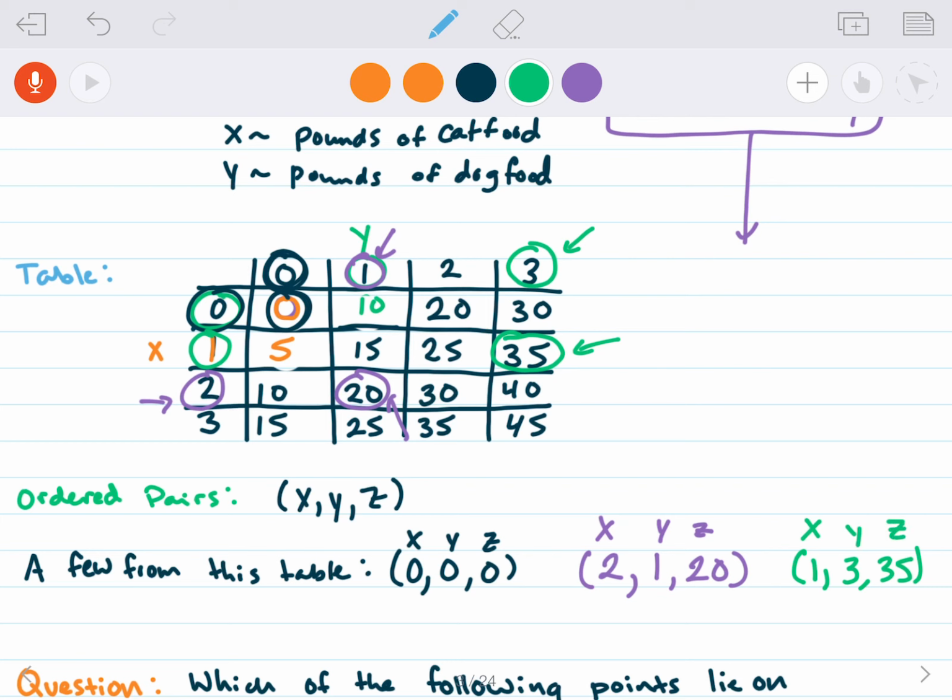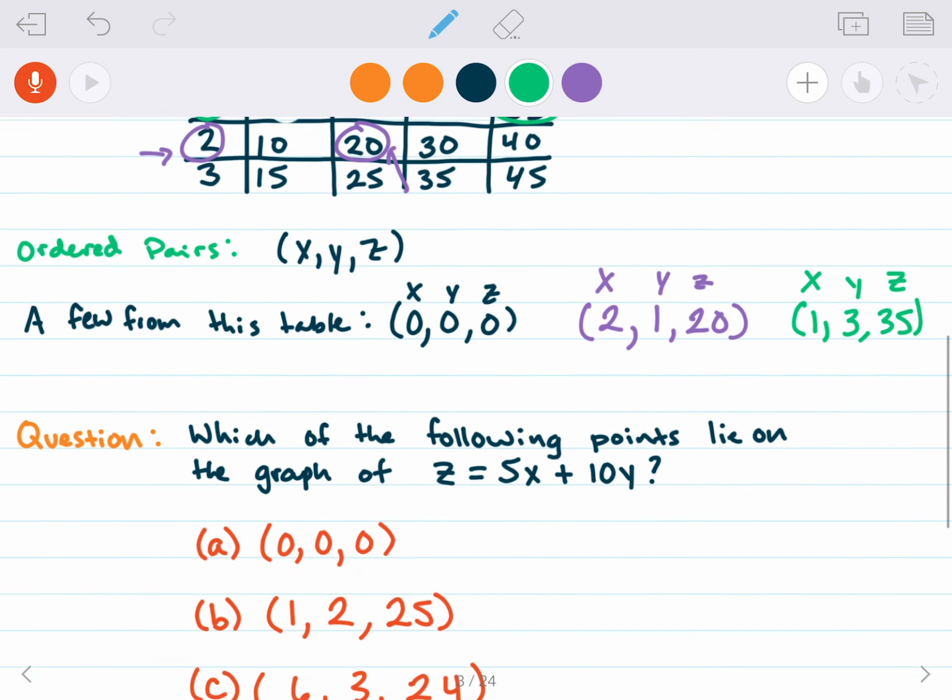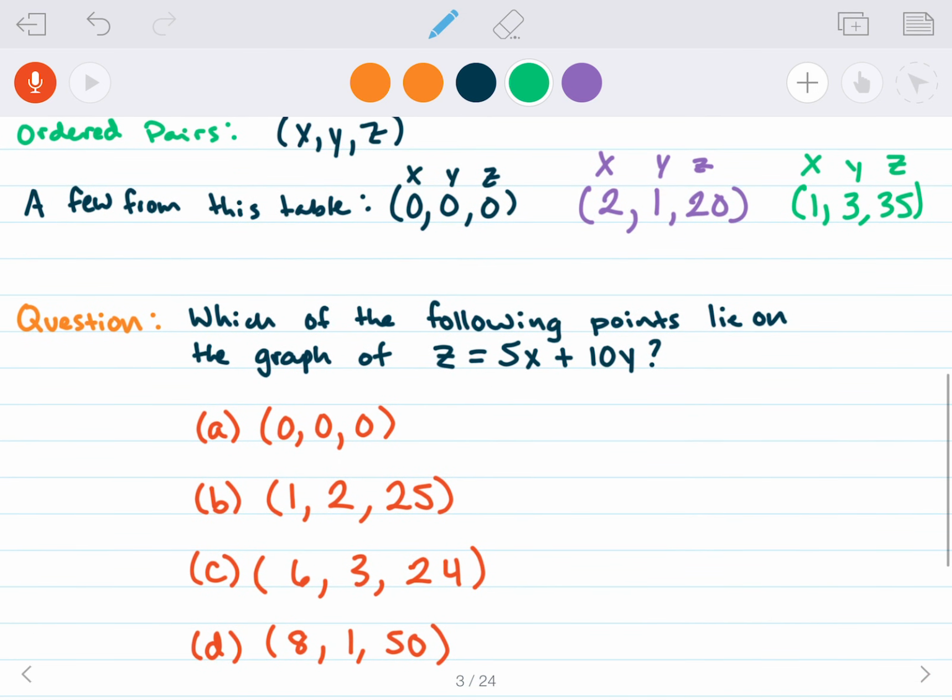All right. So how do we plot these in the coordinate plane? Well, we're going to answer that in just a few moments, but for now, let's look at this. Which of the following points lie on the graph? We don't know what the graph looks like, but we can still do algebra. Which of the following points lie on the graph of z equals 5x plus 10y? So that is the function that we came up with for the dog food cost, and we're trying to see which of these points make the equation true.